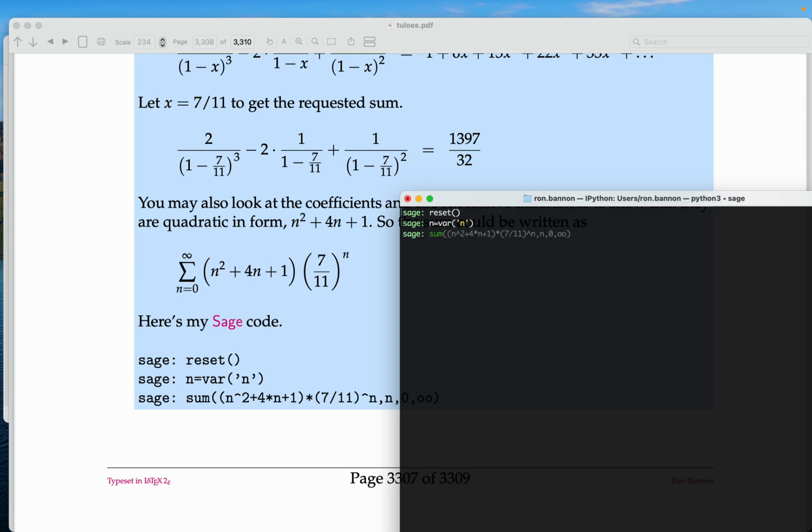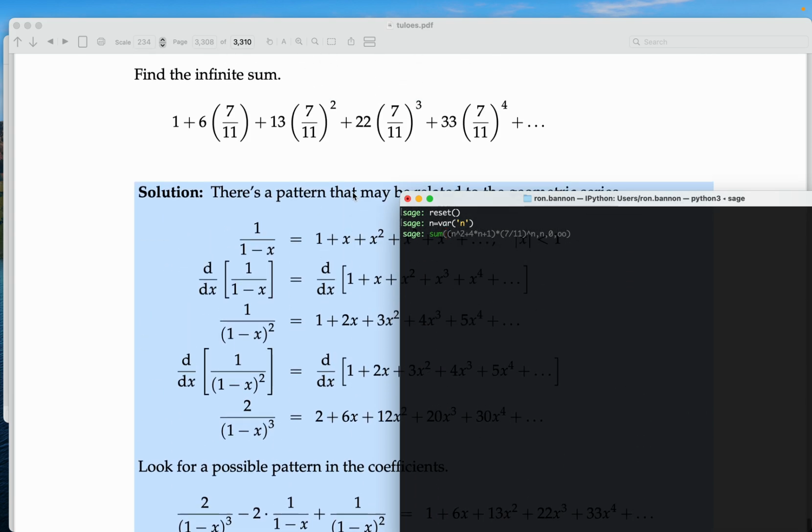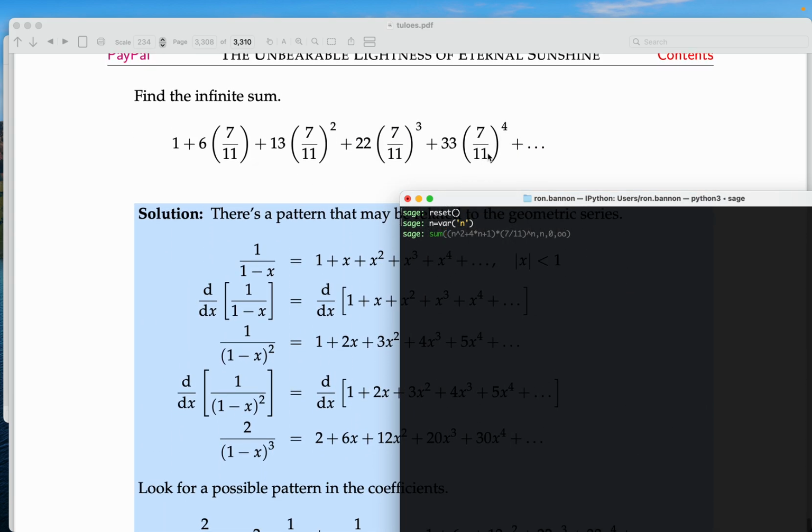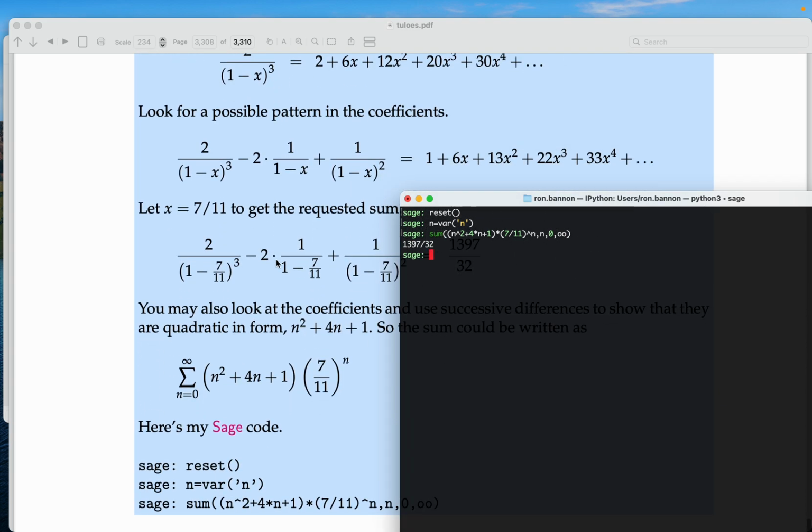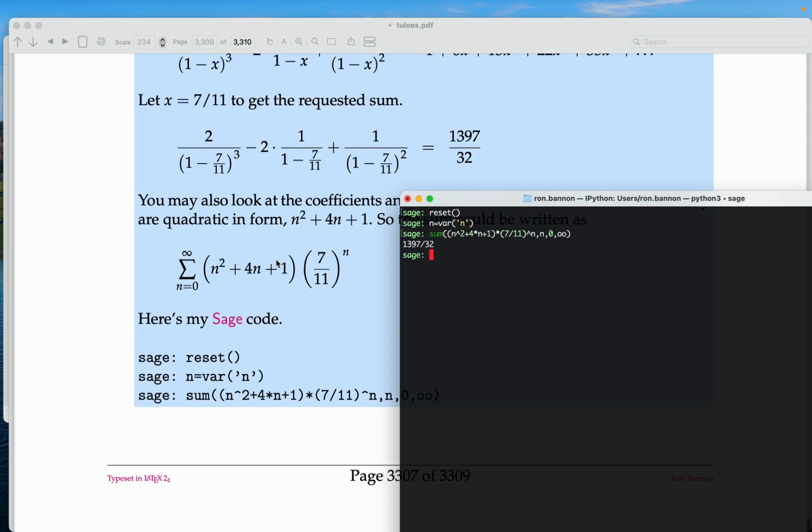And sum what? I don't think I could have looked at this and known what the sum was. I knew there's 7/11, 7/11 squared, cubed, fourth power. There was a coefficient, so I did have to work through that, and I got n squared plus 4n plus 1, times 7/11 to the nth power, from n starts at 0 to infinity. And the big test is to give me the same number. Well, let's check it out. Sage just gave me the number 1397 over 32. So we're in agreement. All right. Thank you.